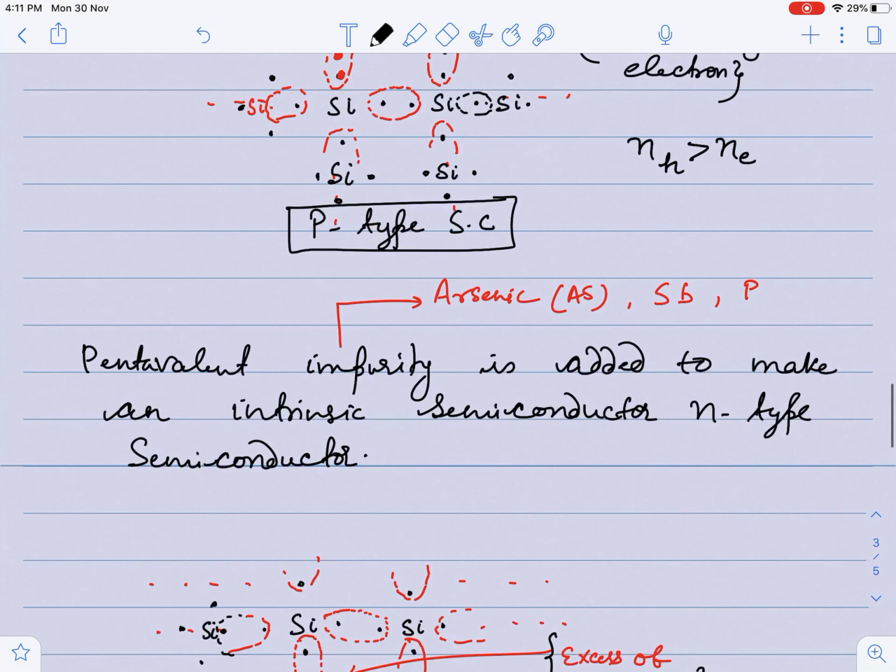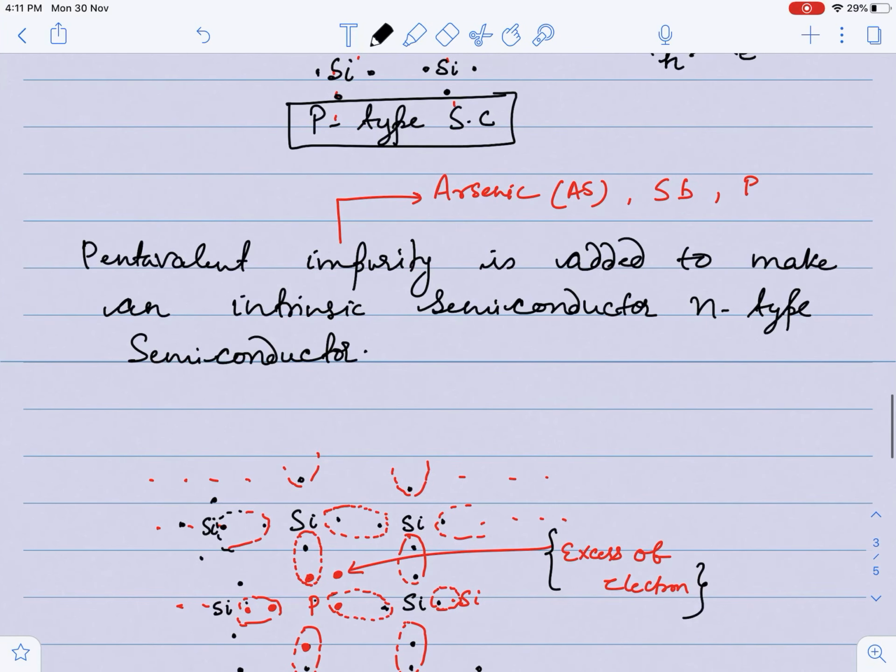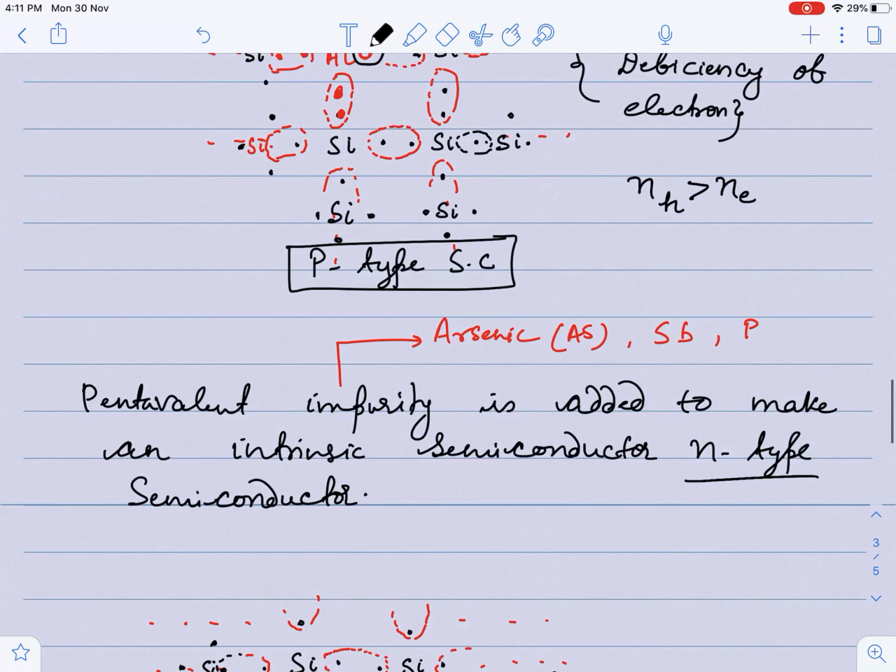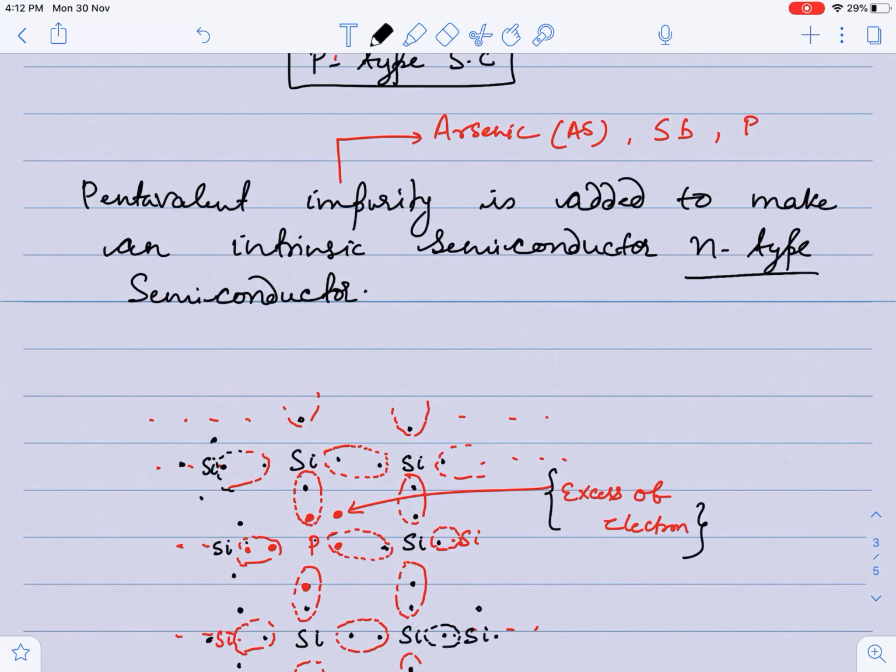Now guys, pentavalent impurity like arsenic, antimony and phosphorus are examples of pentavalent impurity. It is added to make intrinsic semiconductor extrinsic or impure, and this forms N-type semiconductor. The other forms P-type semiconductor. P means positive type. You can assume that there is no charge on P and N-type. This is just an assumption, because this is deficiency, so it becomes P-type, and this is excess, that becomes N-type.